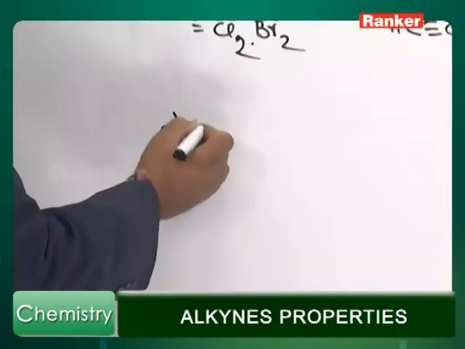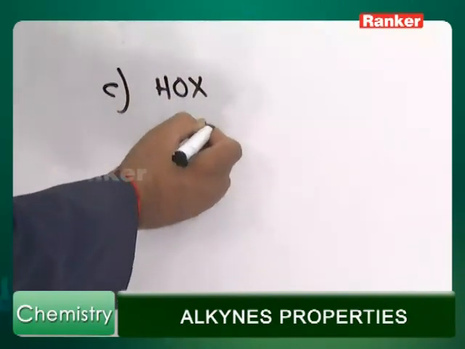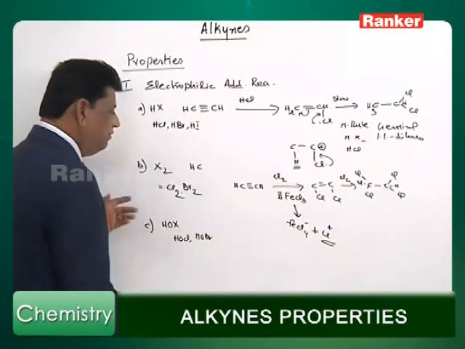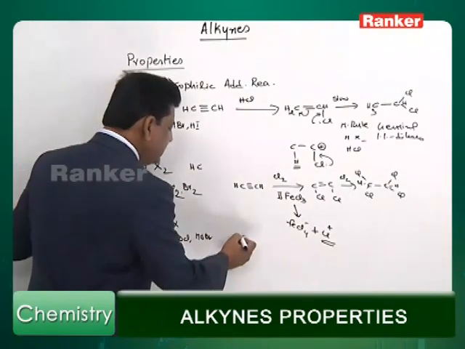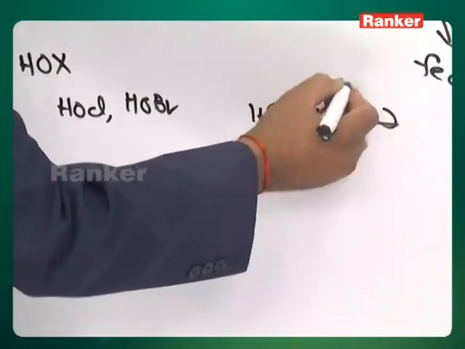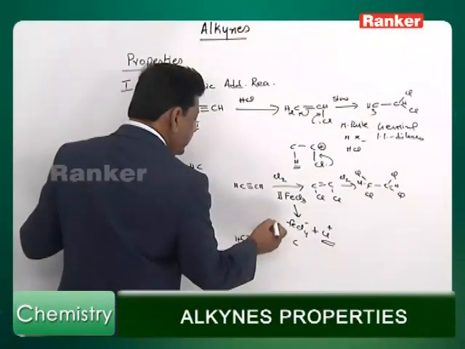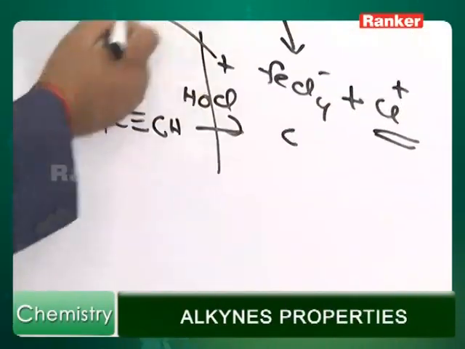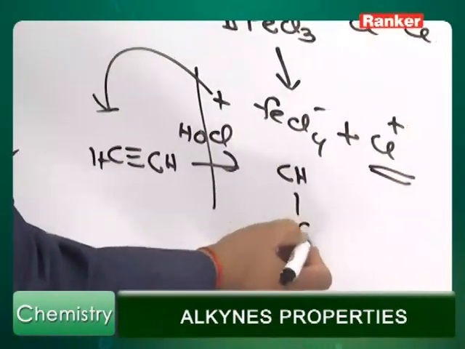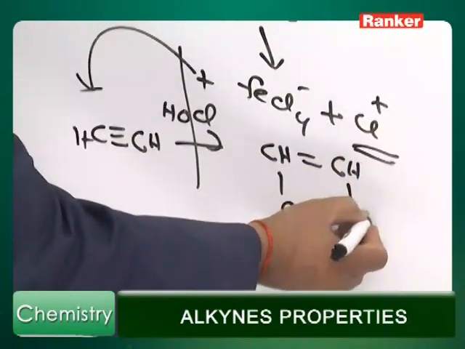Now similarly you can take the addition of HOX, where X can be HOCl or HOBr. These we have already verified with the alkenes. So let us have the similar reaction with HOCl, hypochlorous acid. Okay. Then on one side Cl plus is the electrophile, step 1, and then it is followed by OH minus. So on one side you will get a Cl, and on the other side OH will be added.